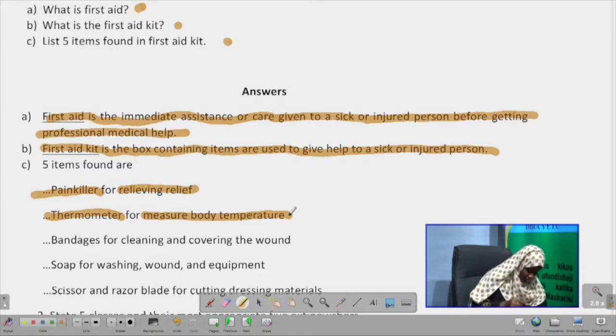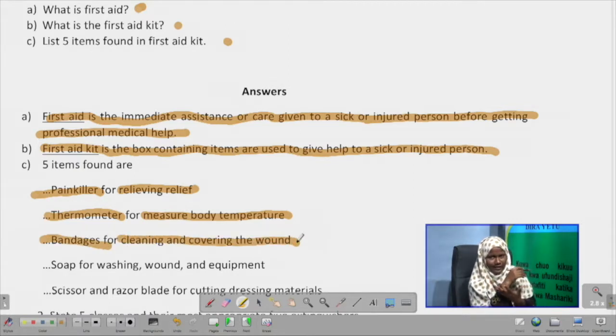And then you are going to find bandages for cleaning and covering the wound. Maybe say that person has cut his hand with a knife. In the first aid box, you are going to find this item called a bandage. You can clean and you can cover the wound by using that bandage.